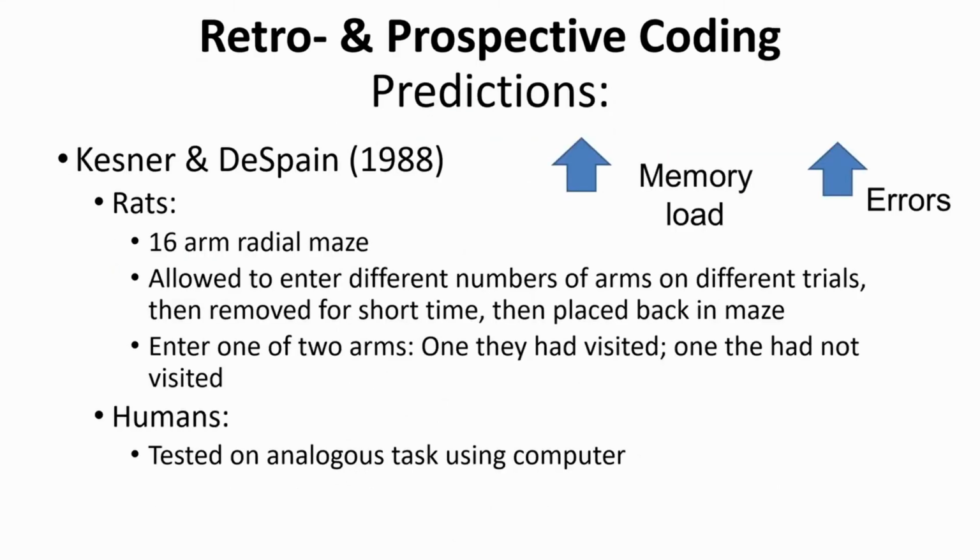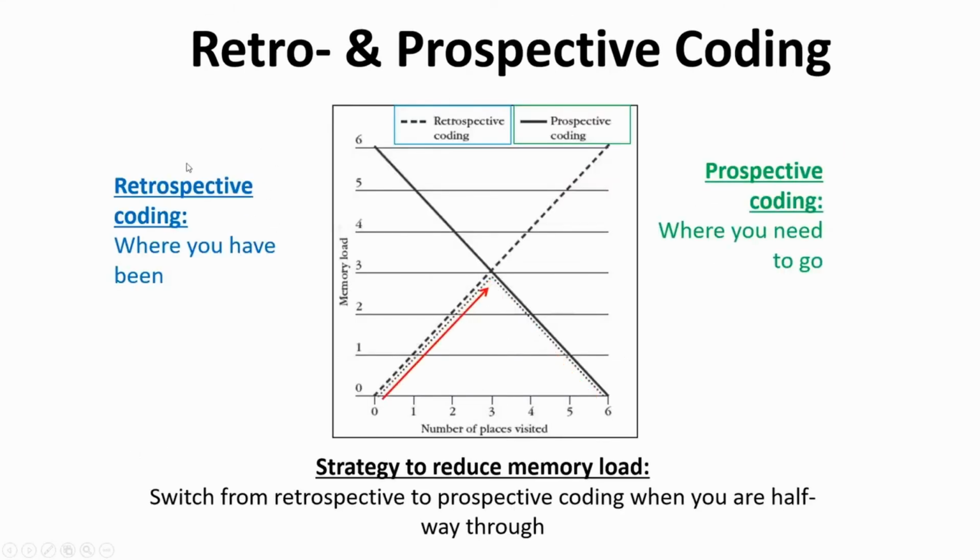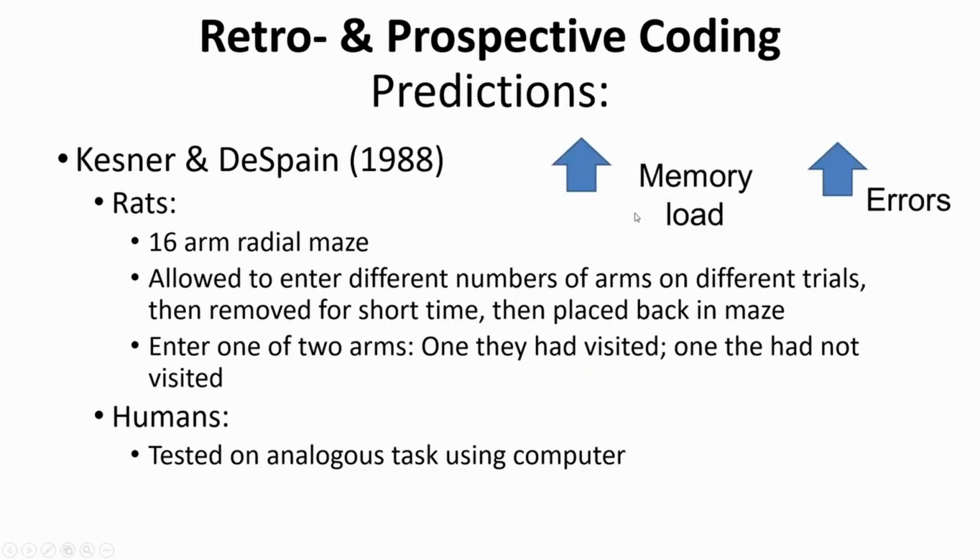We're going to be looking at the data from a study by Kestner and Despain done in the 80s, where they wanted to test both rats and humans on which strategy they're using. Are they using prospective or retrospective coding, or both, like we might have predicted? So from our understanding of how these memory load things work, we would say that as memory load increases, the number of errors increase. And as memory load decreases, the number of errors should decrease.